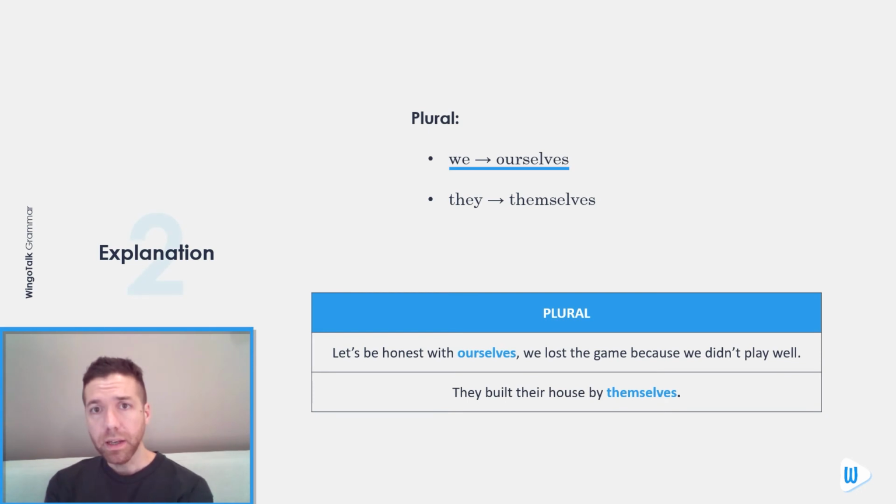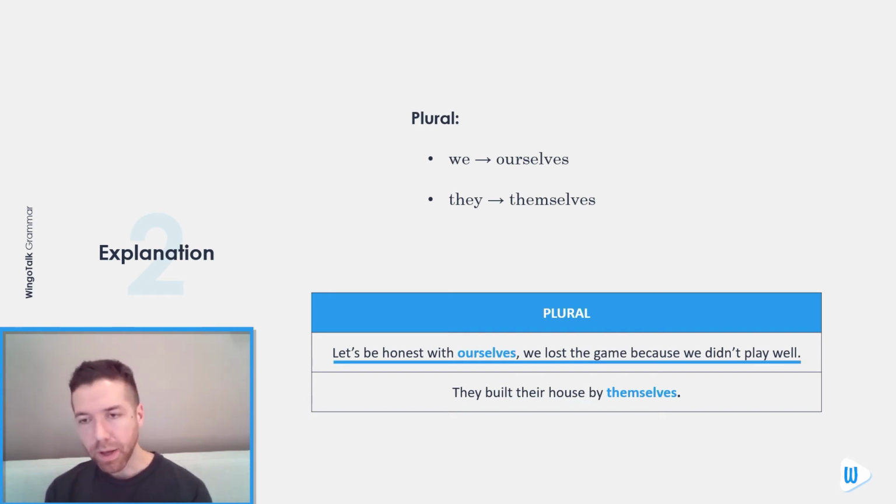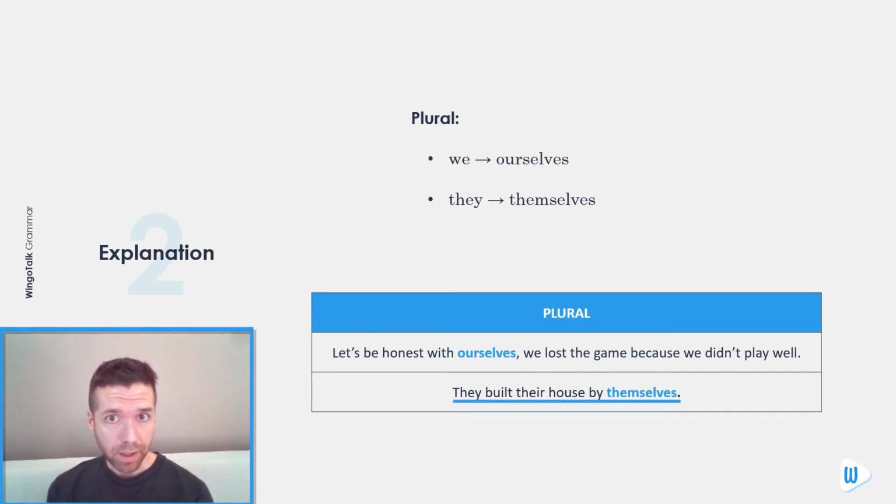Plural: we, ourselves. They, themselves. Examples: Let's be honest with ourselves. We lost the game because we didn't play well. They built their house by themselves.